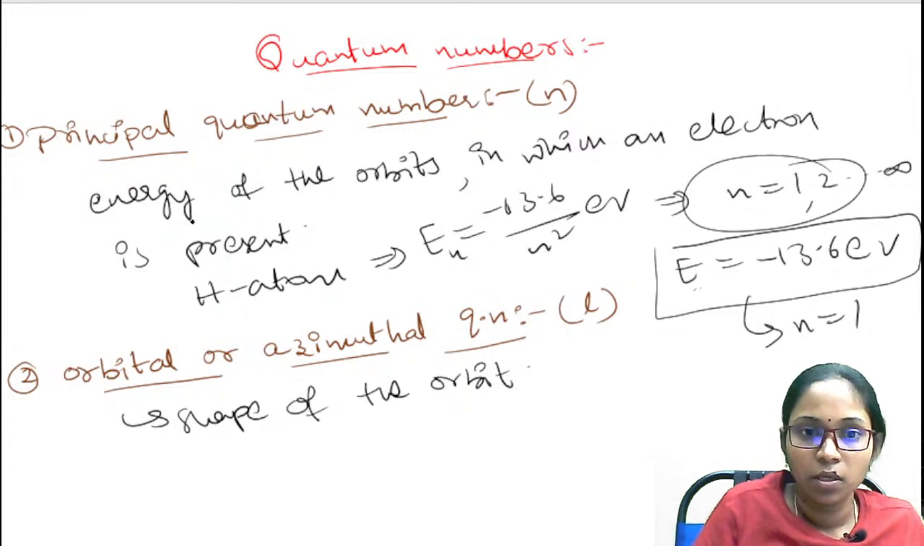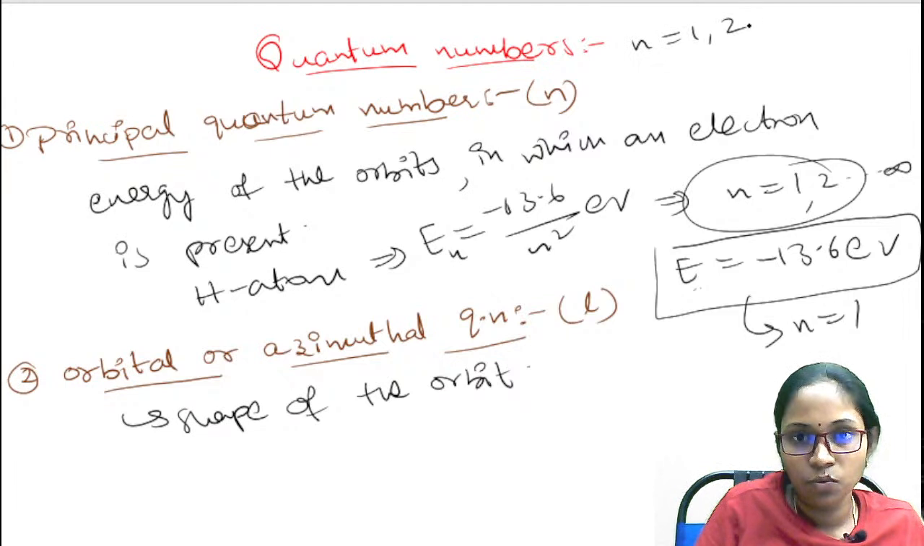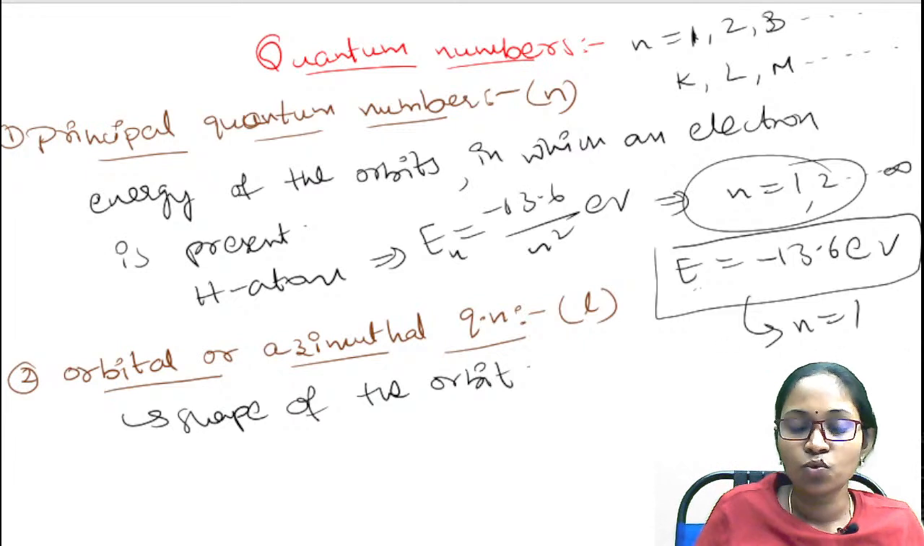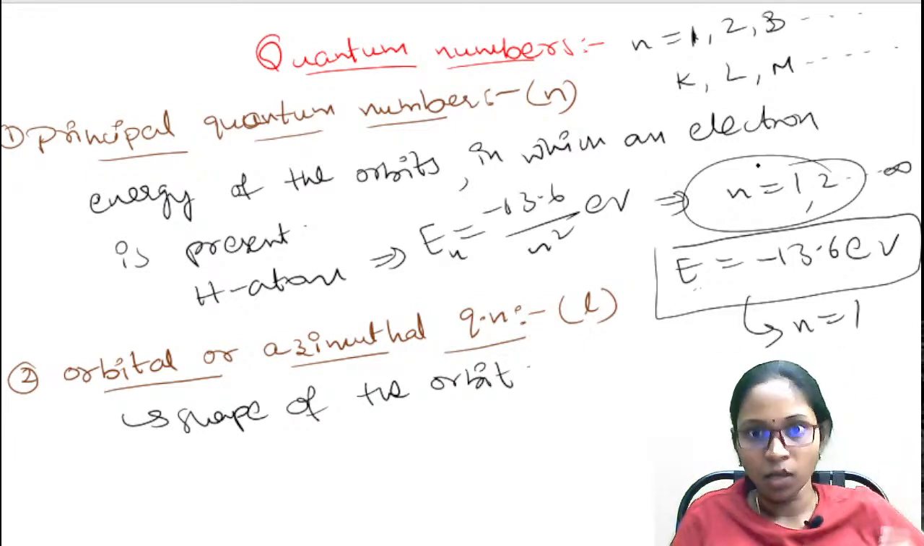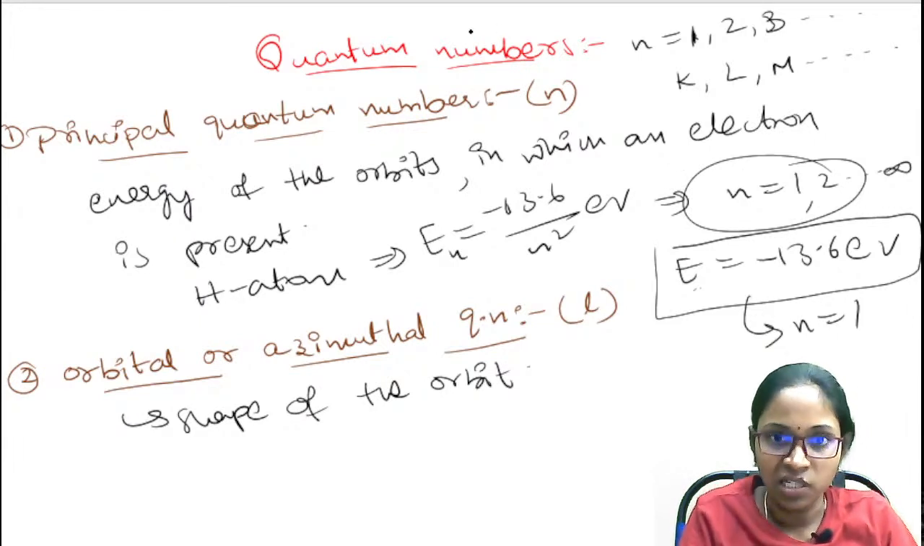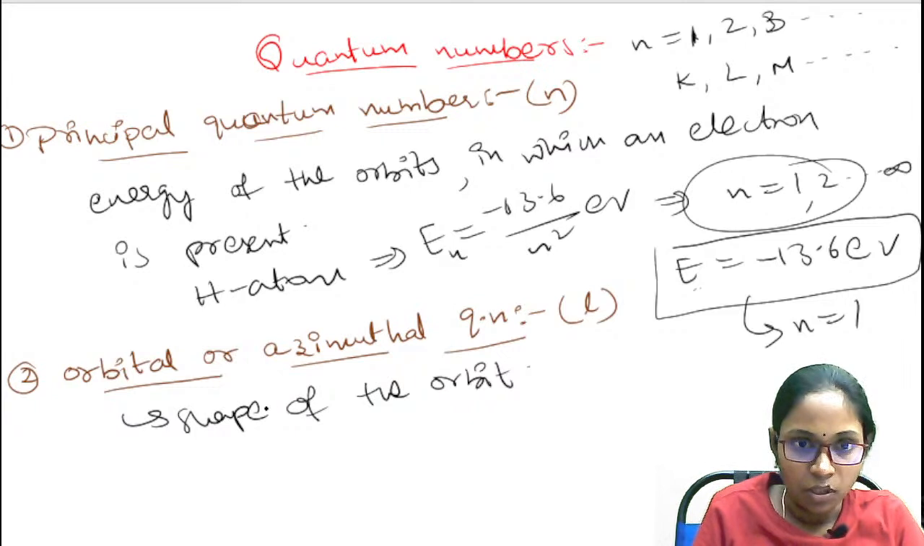And not only that, the principal quantum number, for n equal to 1, 2, 3 and so on, can also be represented as K, L, M. The first orbit is represented with K, the second orbit with L, the third orbit with capital M, and so on. You can also represent them with KLM. These are nothing but the shells. You can also say it as shells. Coming to the orbital or azimuthal quantum number, this gives us the shape of the orbit.